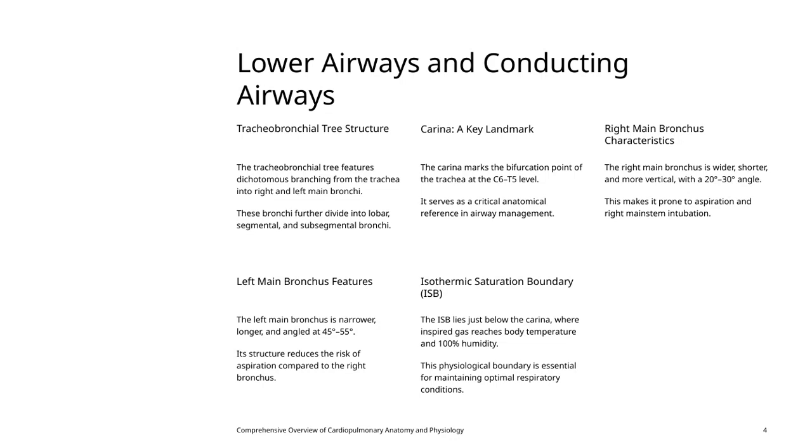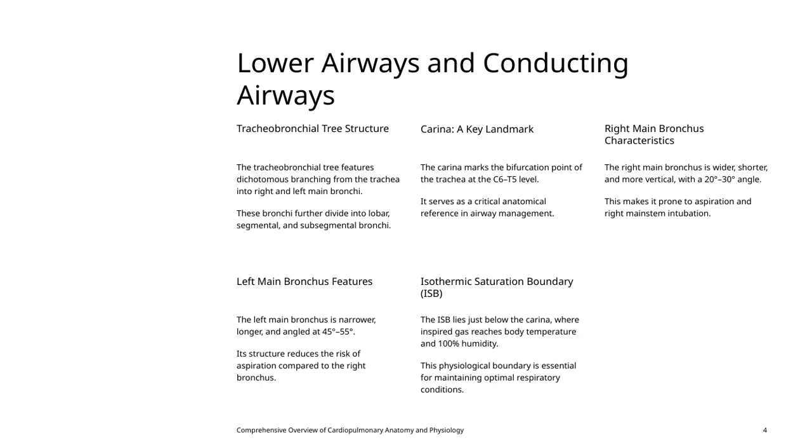Let's take a closer look at the lower airways and conducting airways. The first key point is the isothermic saturation boundary, or ISB. This boundary is located just below the carina, which is the point where the trachea divides into the main bronchi. At this boundary, inspired gases reach body temperature and are fully humidified, which is essential for optimal respiratory function. Maintaining this boundary helps protect the lower airways and ensures efficient gas exchange down the line.